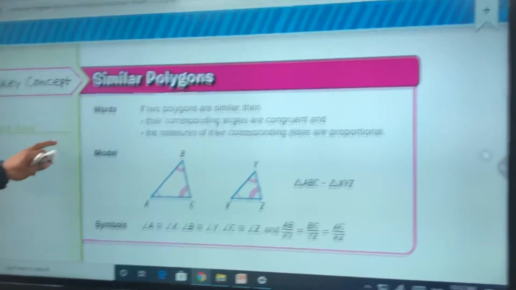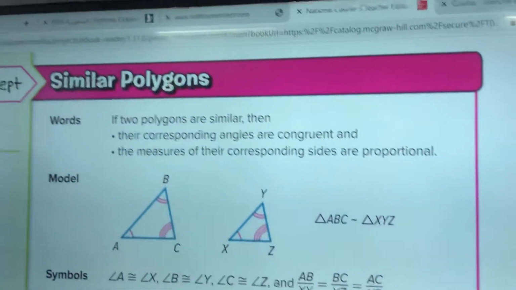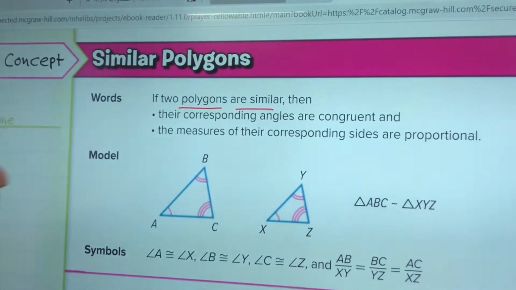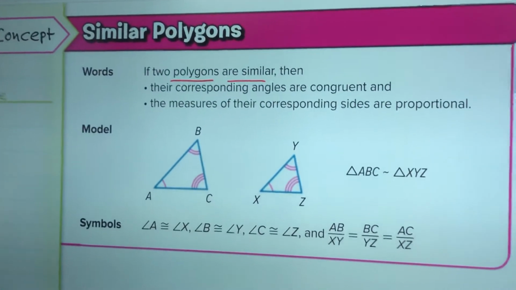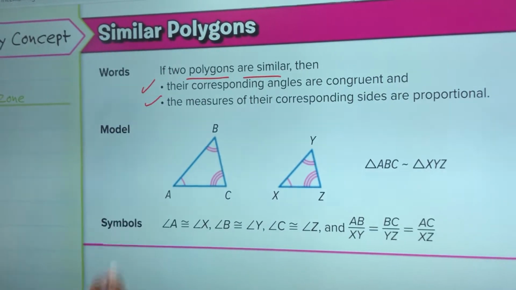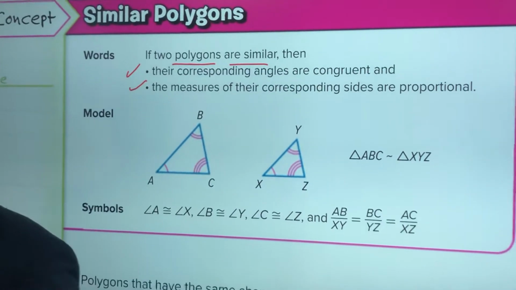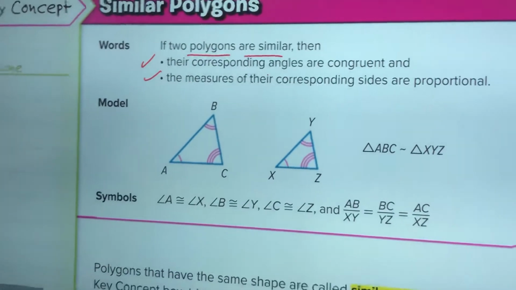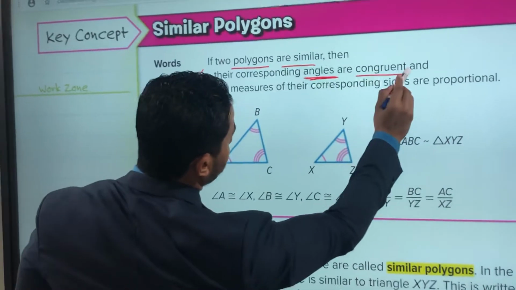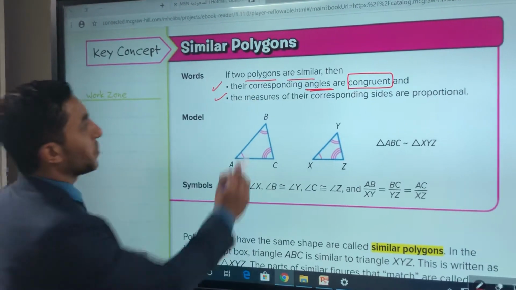Okay. If 2 polygons are similar, it's very important to pay attention. If the 2 polygons are similar, what does that mean? We have 2 conditions. So if I give you 2 similar polygons, that means their corresponding angles are congruent. Corresponding angles. What is the meaning of corresponding?